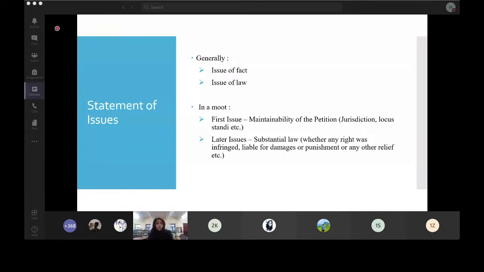Kind of issues, now there are generally two types: it's the issue of fact and issue of law. And the first issue is generally on maintainability of the petition, that is whether this court has a jurisdiction or the petitioner has a locus standi. And the later issues are substantial law, that is whether any right was infringed, liable for damages, punishment, and any other relief that can be sought.